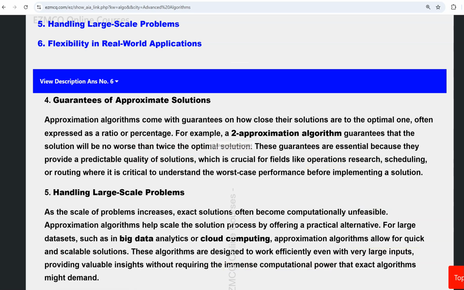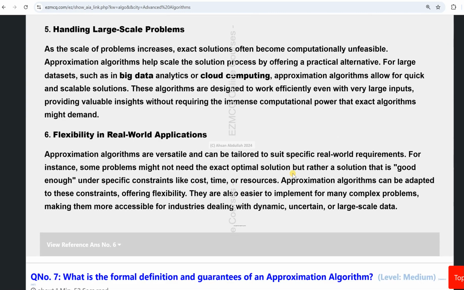So let me clean this and move on to flexibility in real world applications. These approximation algorithms are versatile, and of course, they can be tailored to suit specific real world requirements. Instead of going for the exact optimal solution, which is not achievable for even reasonably sized problems, we go for a good enough solution.